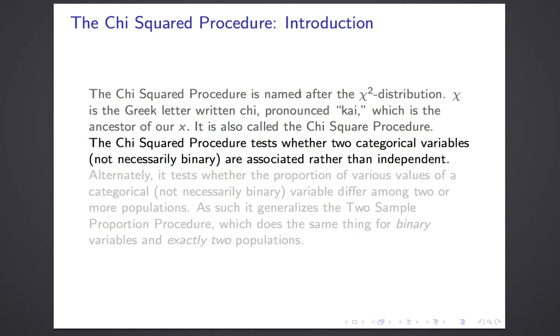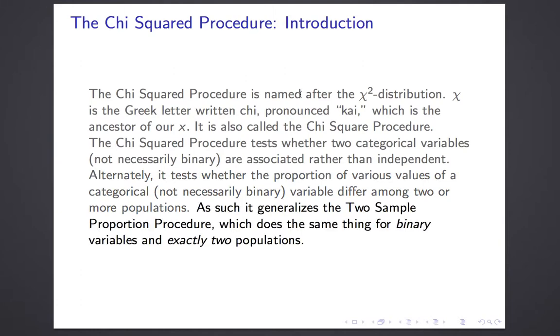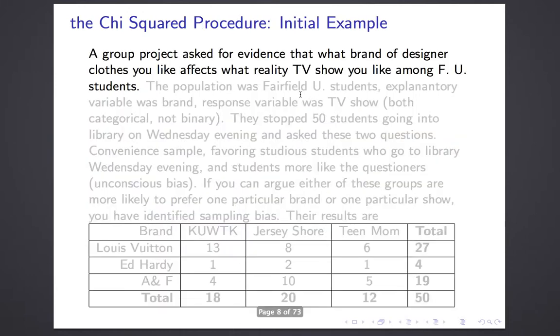It tests whether two categorical variables are associated or independent. We've already tested that, but we've tested it for binary variables. This tests for any two categorical variables, even if they have many possible values. Alternately, you can view it as testing whether the proportions of the different values of one categorical variable differ among two or more populations. So in that sense, it generalizes the two-sample proportion procedure, which does the same thing for binary variables and for exactly two populations.